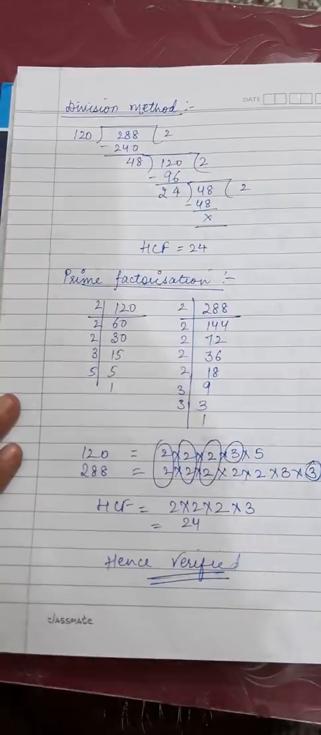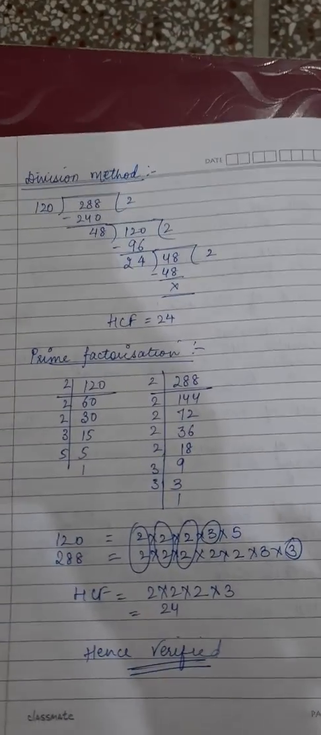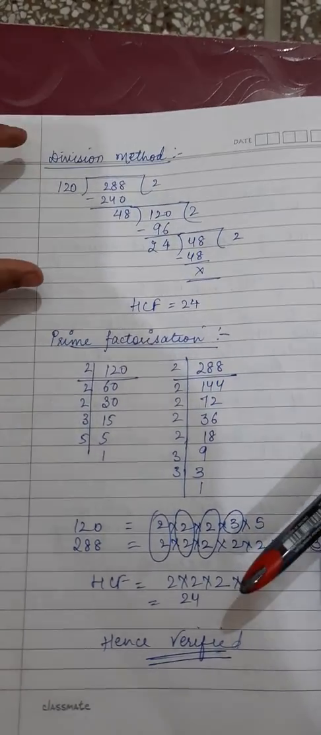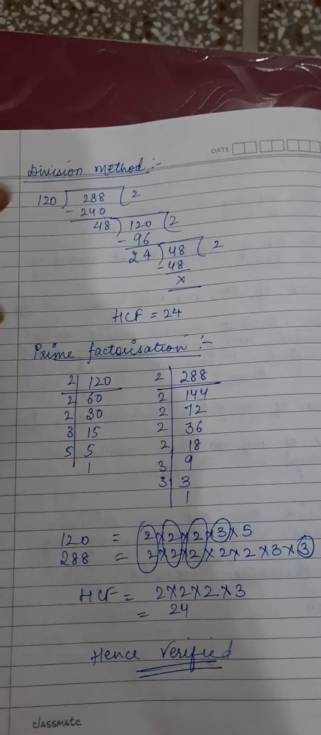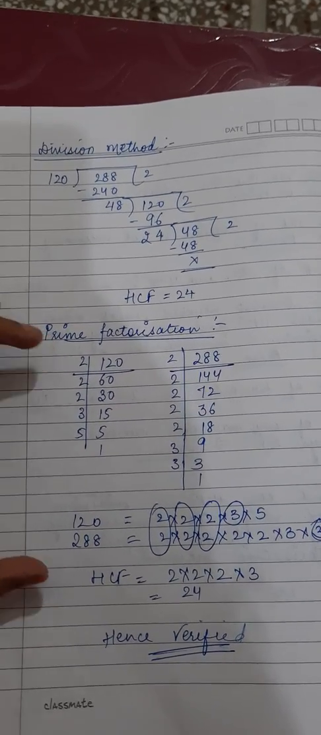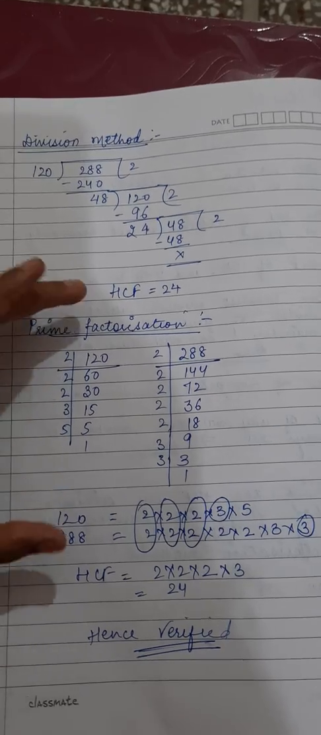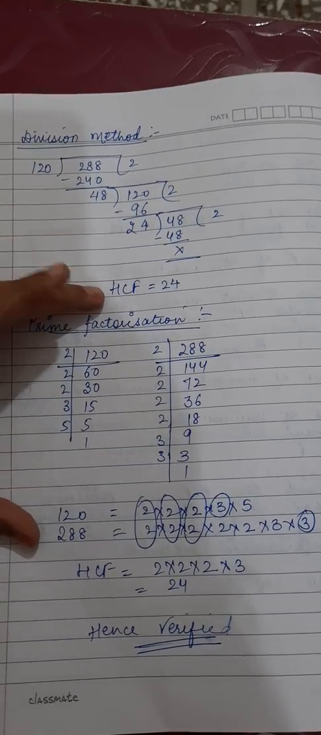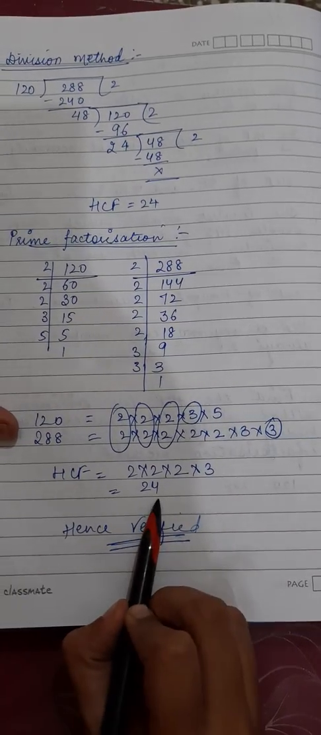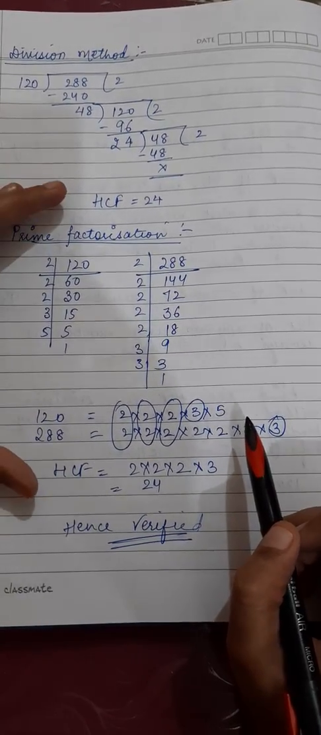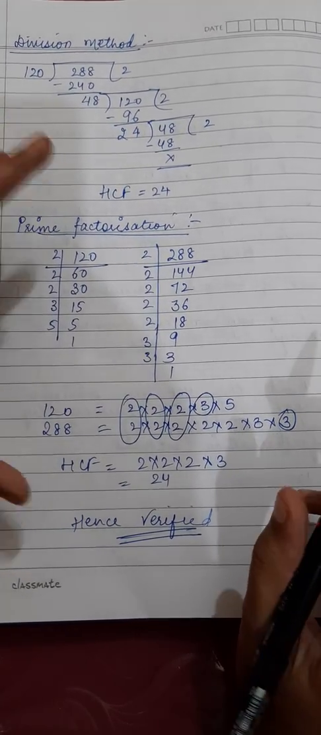Now this is the solution of this. Firstly, how I have done it: I have first taken out the HCF by the division method. And then I have shown prime factorization. When I showed the prime factorization, my HCF came again. When I used the division method, HCF came out to be 24. And in the second method also, HCF came out to be 24. When my answer is coming the same in both the methods, that means it is verified. That means it is correct. That's how you are going to verify it.